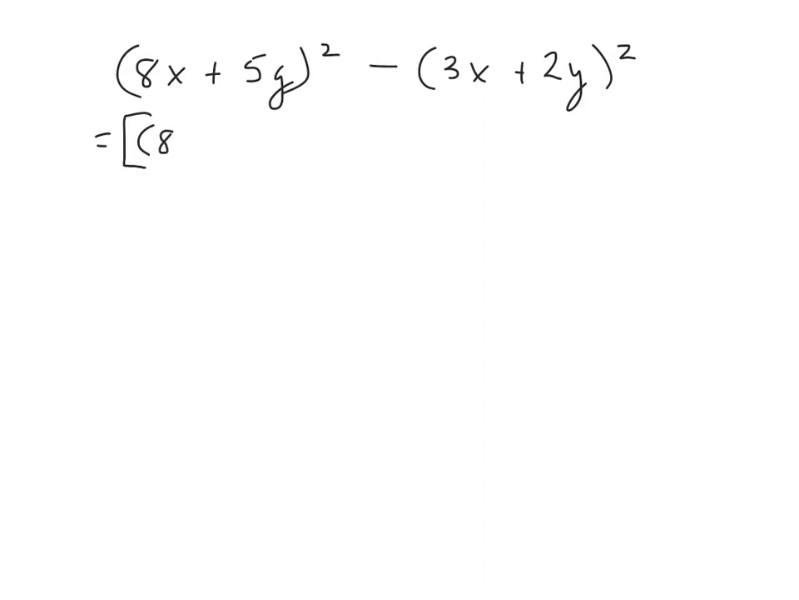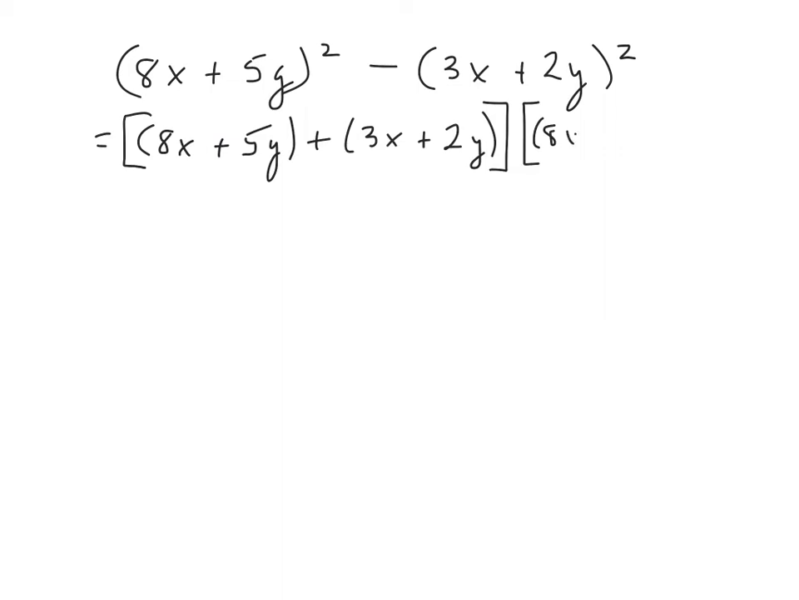use the difference of two squares to factor, in which case we'll get (8x + 5y + 3x + 2y) times, same thing but with a minus sign in between, (8x + 5y - (3x + 2y)).